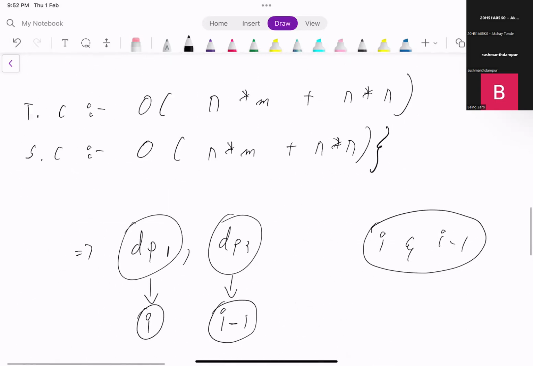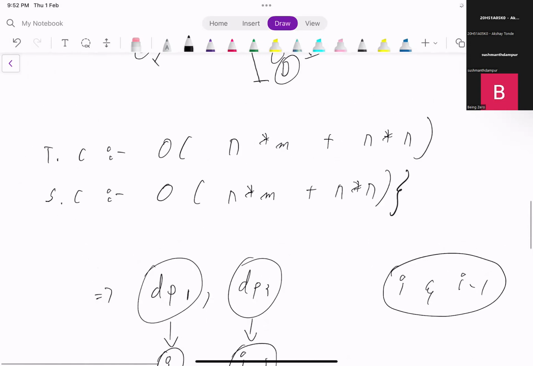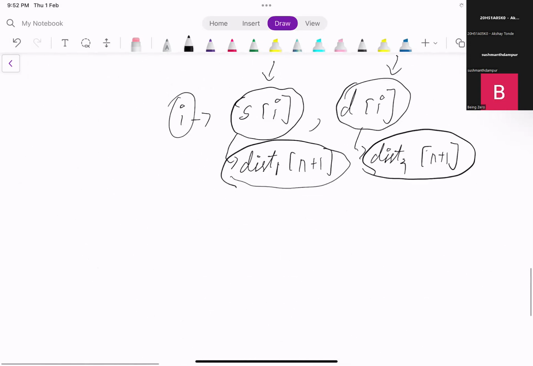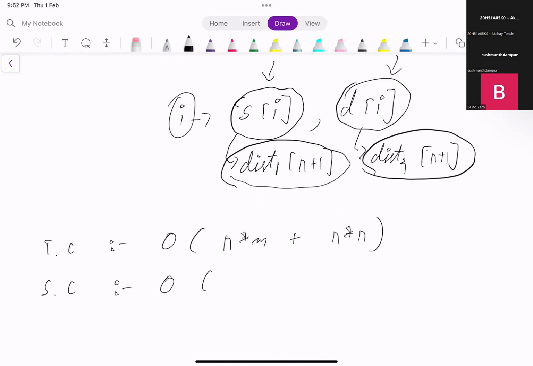Now the time complexity will remain almost the same, n into n. The space complexity is improved and will be big O of n plus n in the worst case. So this way we can solve the problem.